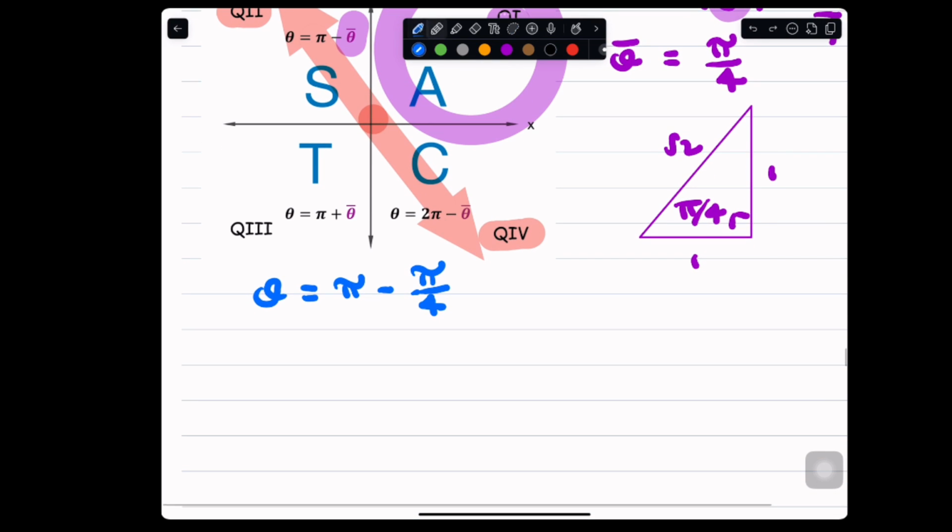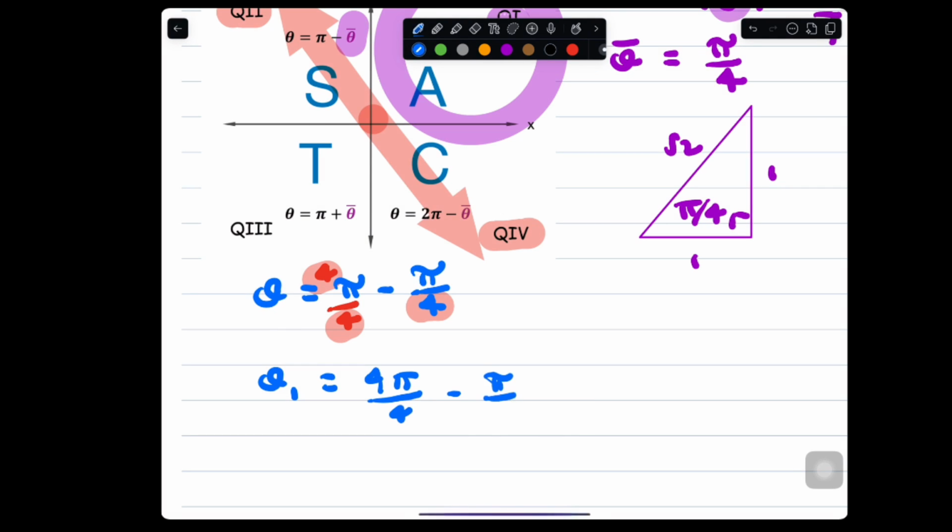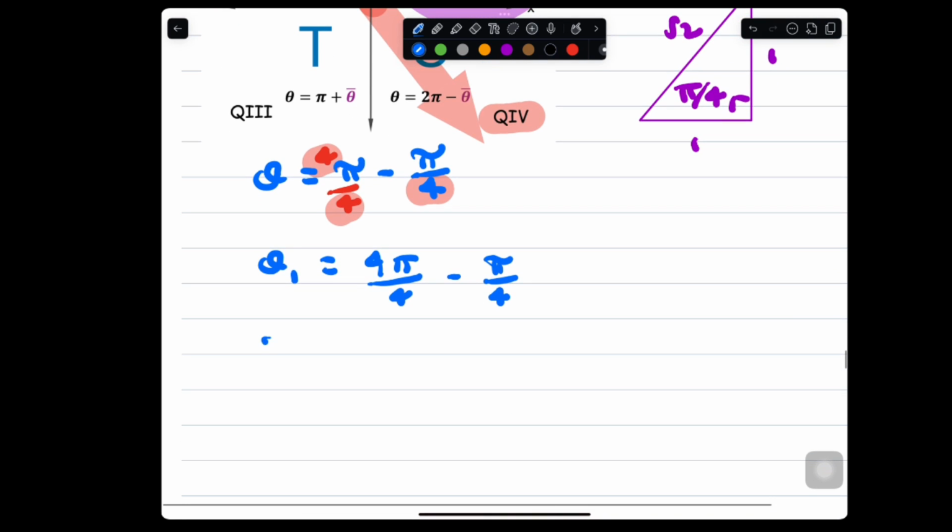Okay, and then I showed people in trig how to take a whole number and subtract it with a fraction. Right? Use that 4 over 4. So that first solution for theta becomes now 4 pi over 4 minus pi over 4. What's that first solution? You get 3 pi over 4.